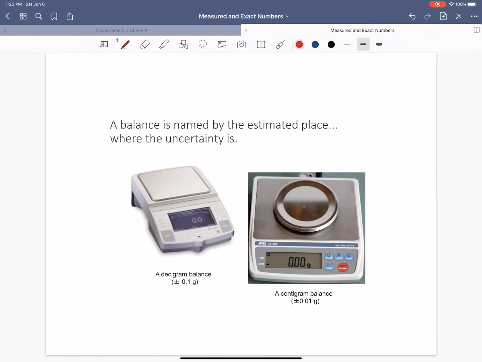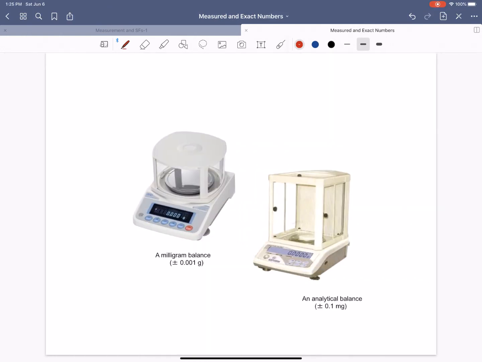So here we have a decigram balance. It's hard to see, but the decimal is right there. We're measuring plus or minus 1 in the tenth of a gram. That's the uncertain digit. Here we have a centigram balance. The decimal is there. The centi of a gram is the hundredth of a gram. That is the estimated digit.